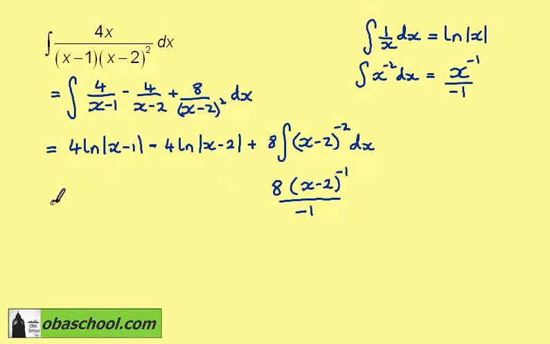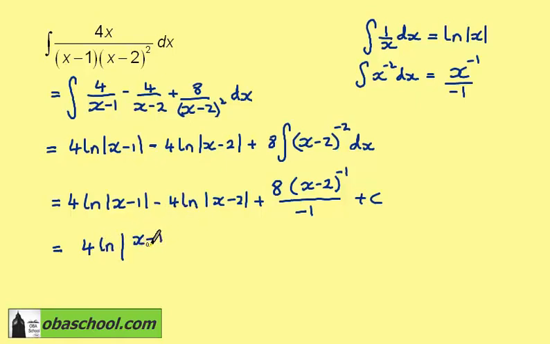So we have 4 times the log of x minus 1, take away 4 times the log of x minus 2, plus 8 (x minus 2) to the minus 1 over minus 1. We can tidy this. Using our log laws, we can write 4 log of (x minus 1) over (x minus 2), and this term tidies to give us minus 8 over x minus 2.